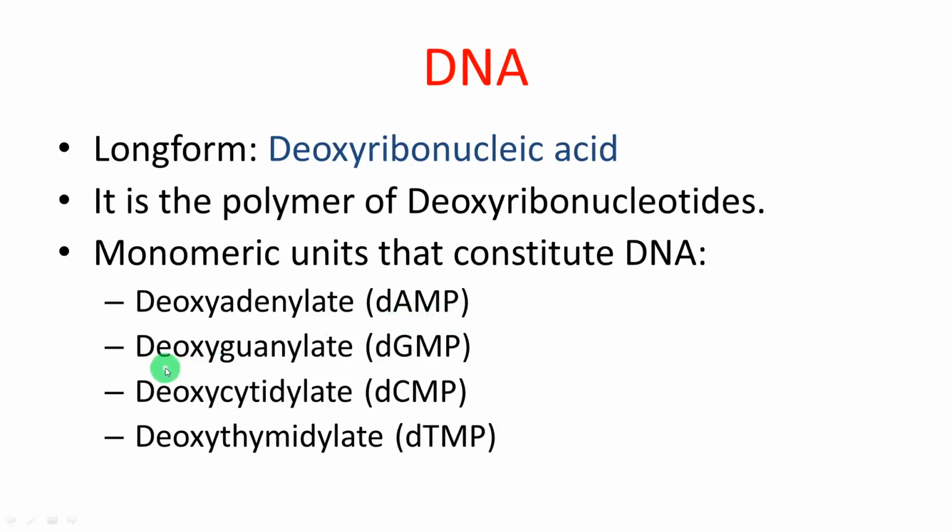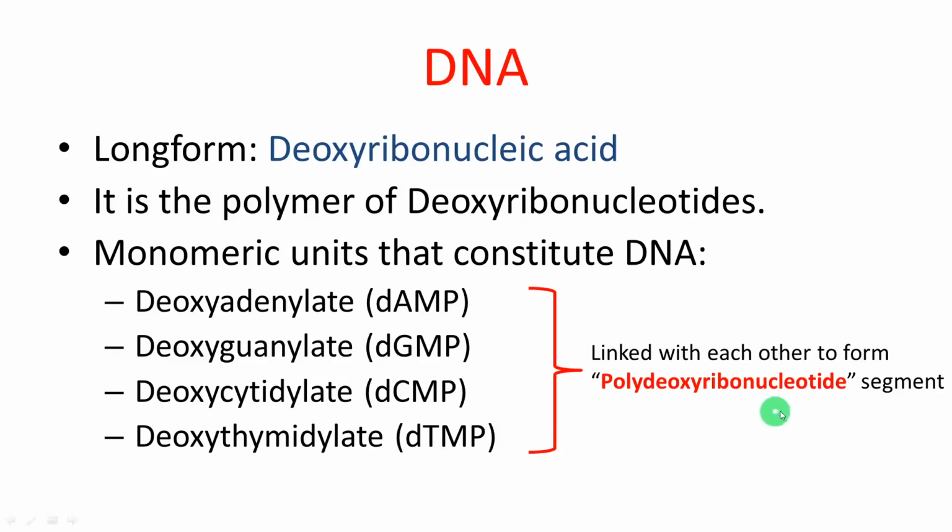The second monomeric unit or deoxyribonucleotide is deoxyguanylate, which is indicated by small d GMP, that is guanosine 5-monophosphate. The third monomeric unit is deoxycytidylate, that is dCMP. And the last monomeric unit or deoxyribonucleotide is deoxythymidylate, which is indicated by small d TMP, where TMP indicates thymidine 5-monophosphate. These 4 monomeric units or deoxyribonucleotides are usually linked to each other to form a polydeoxyribonucleotide segment. And this polydeoxyribonucleotide segment constitutes the strands of DNA.